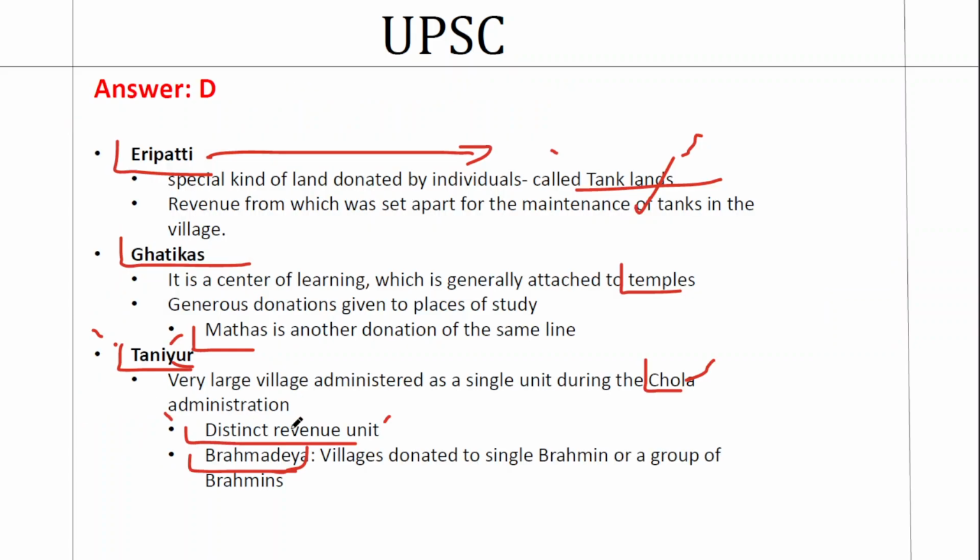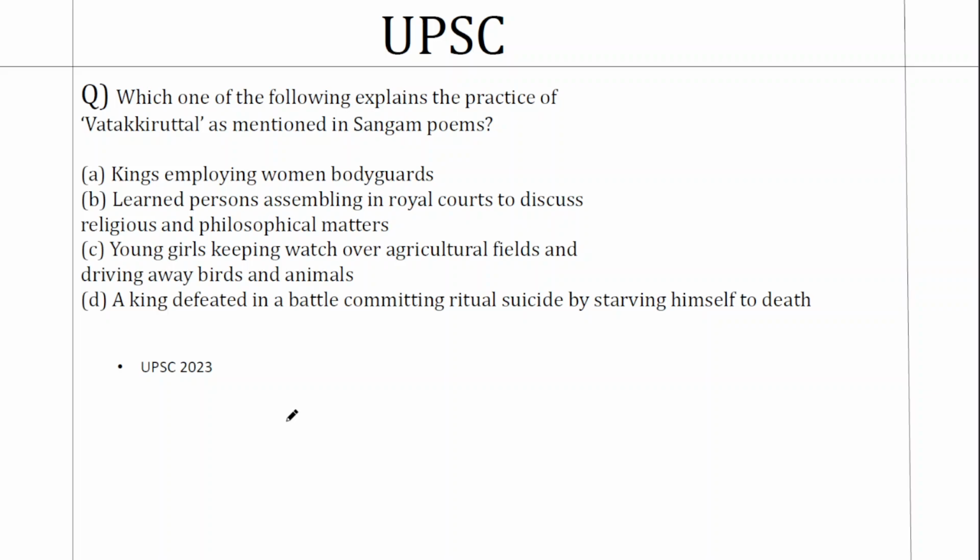answer for this. Now let's look at the second question, which is from the 2023 prelims. Here you have just one concept and four explanations, unlike a match the following. Match the following is both a boon and bane at the same time. Here you have to come to a specific conclusion. The term here is Vattakirital, and the question itself talks about the term being from Sangam poems.